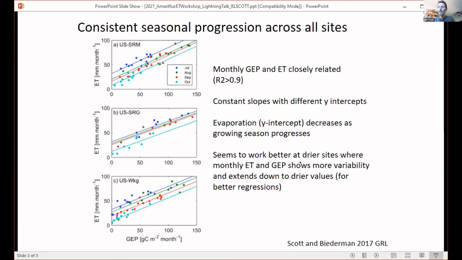And what we've also found is it seems like this method works better at drier sites, probably because we get this fuller range of GEP or GPP across the years. So we're not extrapolating from very large values way out here on high GEP and high ET, and then trying to extrapolate down to a y-intercept. You can see that each one of these sites has months and years where these values are quite low. So you get this nice linear regression that is not extrapolated far to get the y-intercepts. I think maybe that's why it works better.